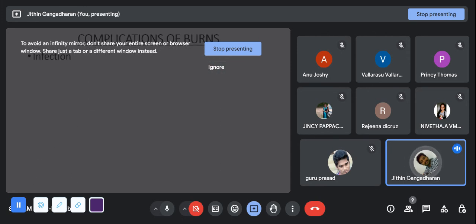Now the complications of the burn. What is the main complication? There will be infection, right? Then blood volume will be decreased, obviously. The body temperature decreases. Then compartment syndrome, which I have explained.